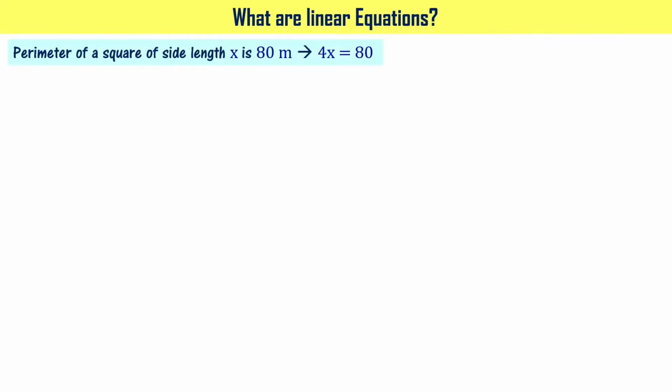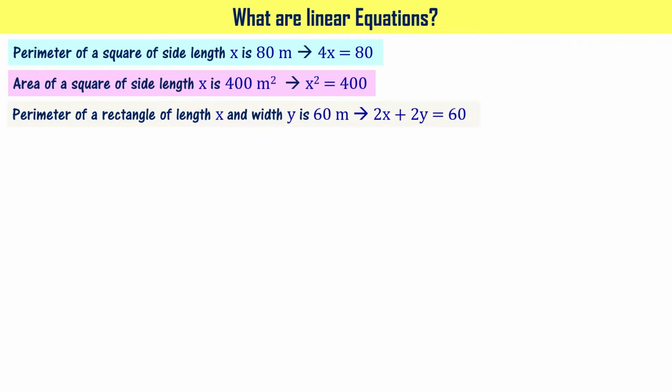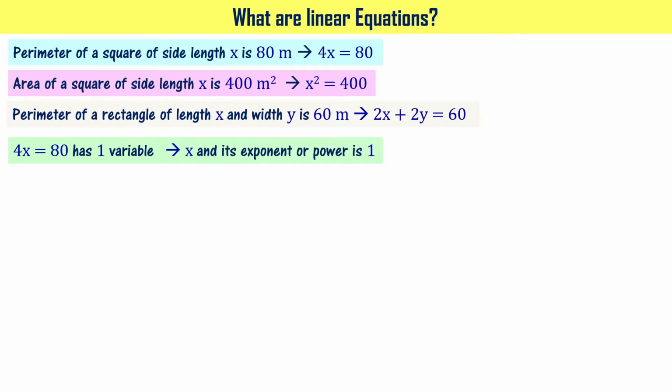We have seen a few equations by now. One is 4x equal to 80. The other equation is x square equal to 400. The other equation is 2x plus 2y equal to 60. Right? Let us consider the first equation, 4x equal to 80. It has got one variable, that is x, right? And its exponent or power is 1. 4x can be written as 4x power 1. You agree with me, right? That's why I'm saying that this equation has got one variable, that is x, and its power or its exponent is 1. Please take a note of this.